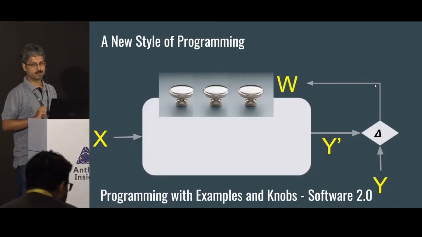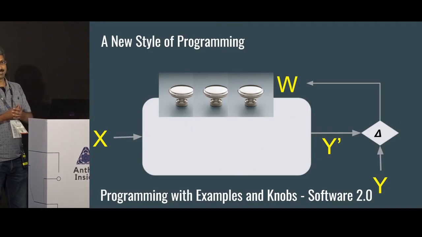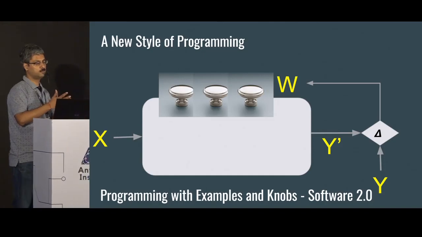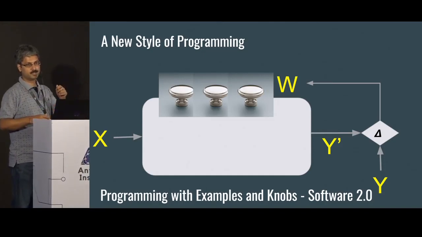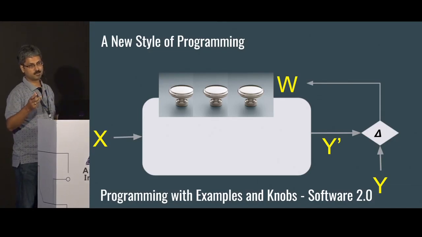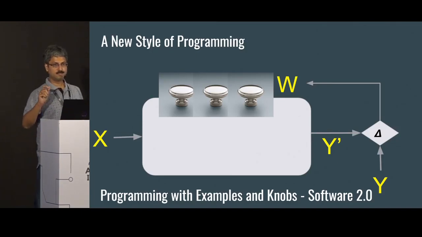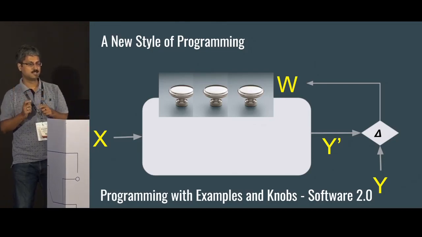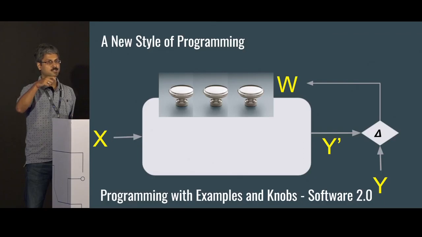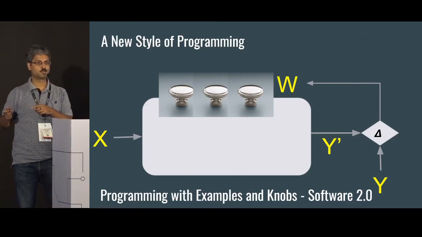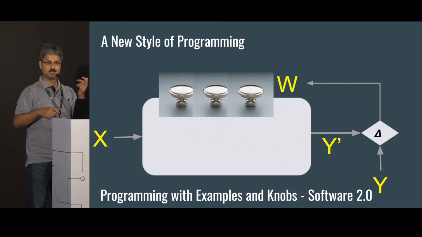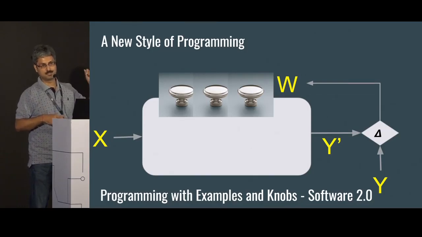So it's a new style of programming. We call it programming with examples and knobs. Don't worry, it's similar to what you have been hearing all day. But at high level, the loop is you have examples, which is X and Y. The black box guesses the output, Y prime, and there's a diff engine, delta, and the diff engine tries to make the guessed output Y prime similar to Y. And if there is a difference, it goes back and turns these knobs so that the next guess Y prime will be close to Y. Okay? So there is this learning loop. These are learning programs that we write using examples X and Y and these knobs, the parameters.